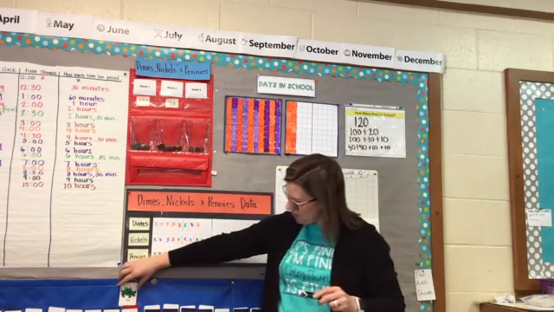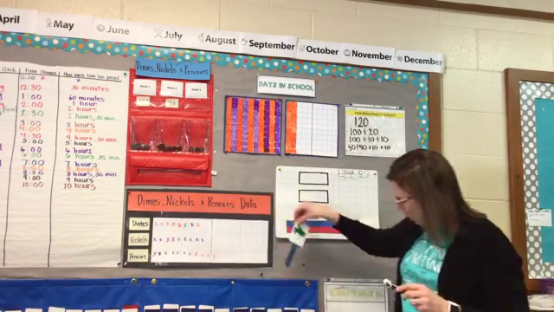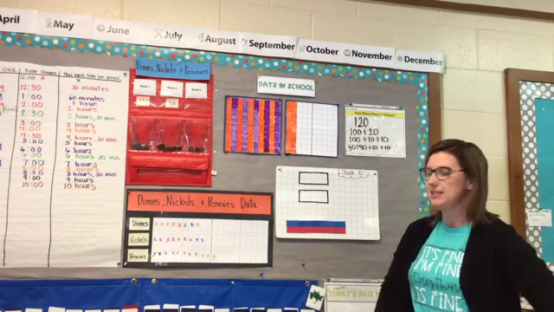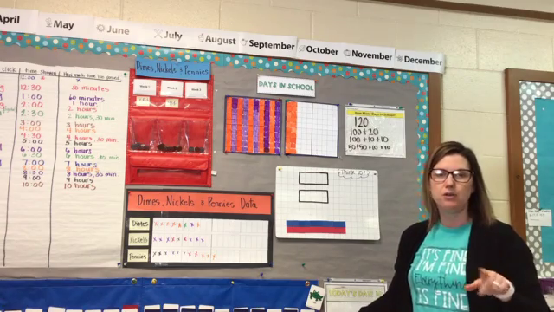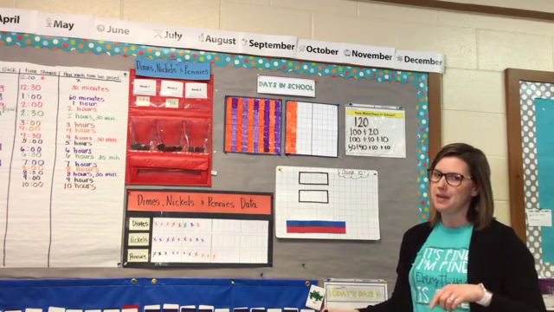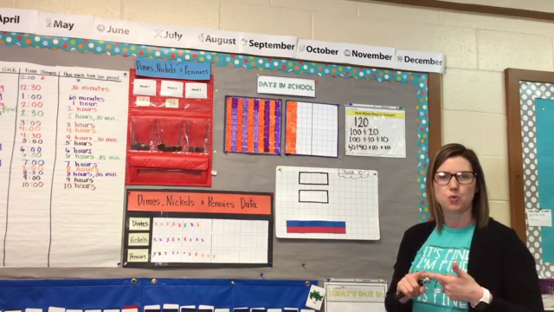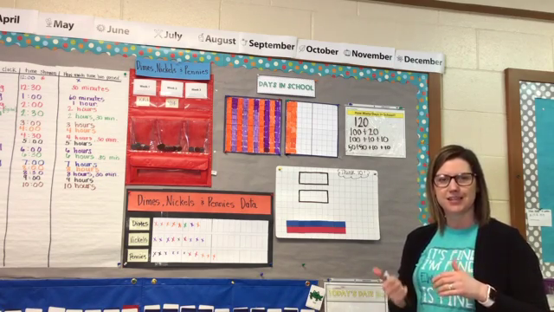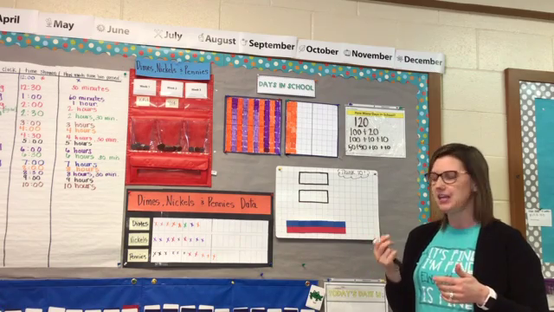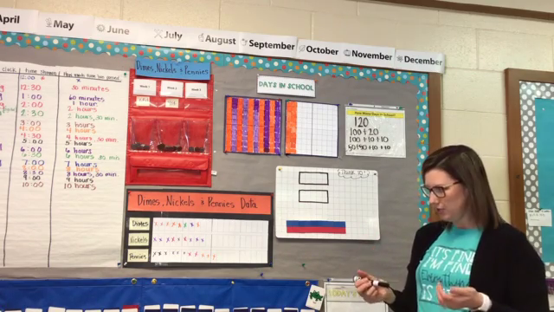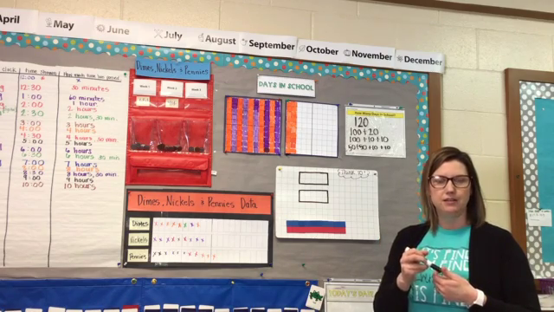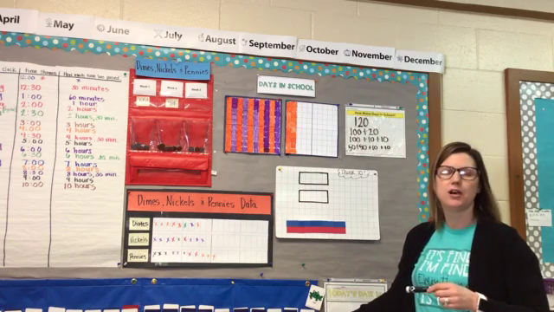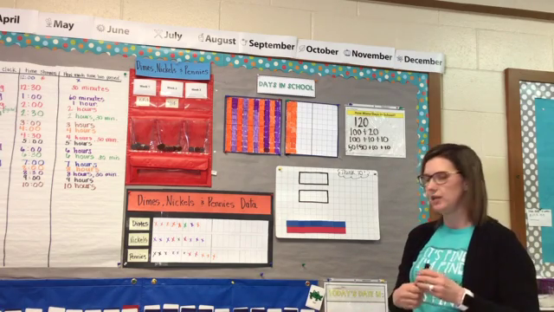Tad is going to jump from 110 all the way over to 120. And then let's count by tens from 0 to 120. Help me out. 10, 20, 30, 40, 50, 60, 70, 80, 90, 100, 110, 120. So we have made it to 120 days and 120 on our number line.